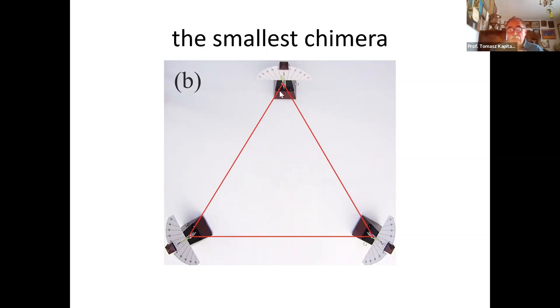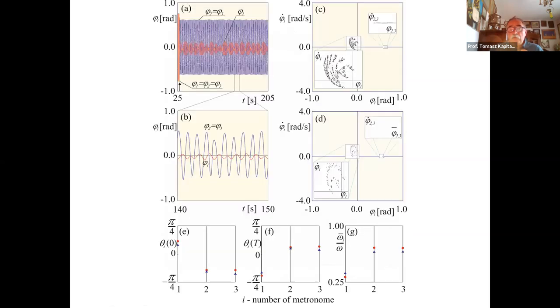But it is also possible to have the case in which these two are synchronized in phase, and this one, not in antiphase, can oscillate with a small amplitude, which has the switched-off escapement mechanism, and can oscillate with small amplitude only due to energy transfer from the other two oscillators. Okay, so this would be another example of the smallest chimera state.